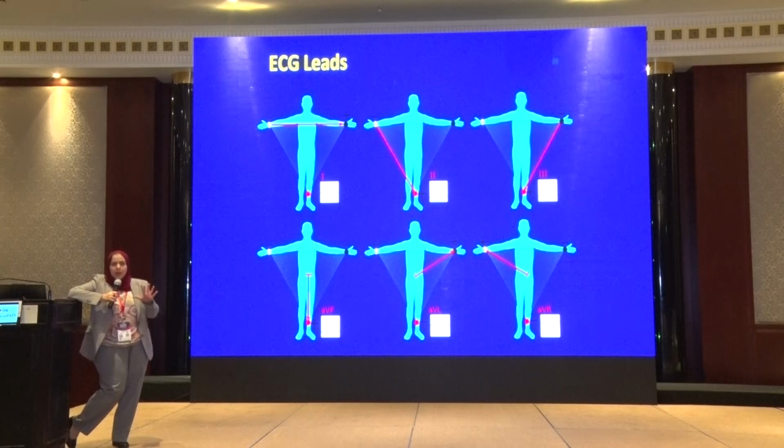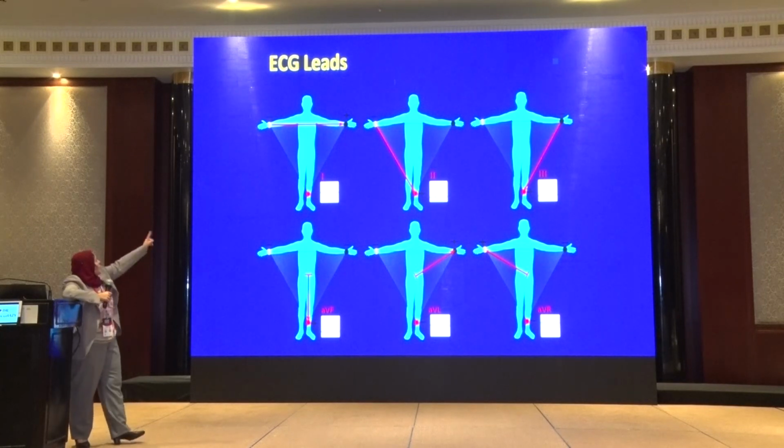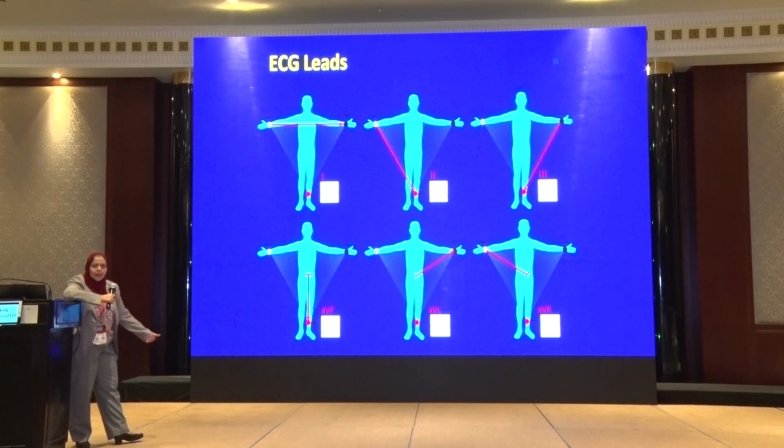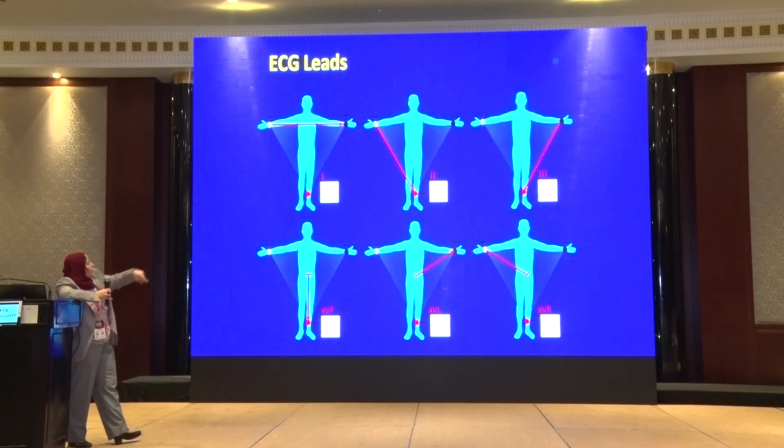We have 12 fundamental leads and 2 extra leads, the augmented leads. These are the limb leads. When we do the ECG, we use the right arm, left arm, and left leg. The right leg, we don't use it. We just put a sticker there, that's what we call the ground, okay? And then we have lead 1, lead 2, lead 3.